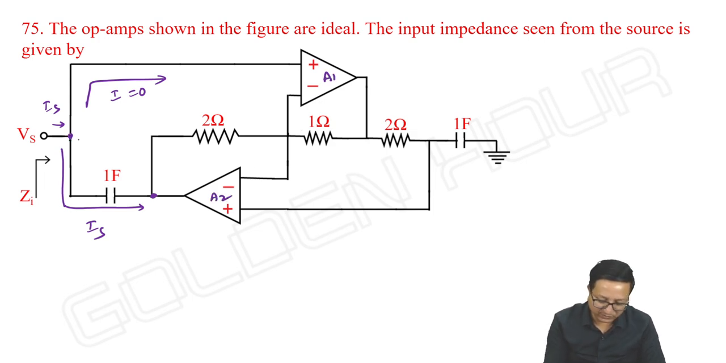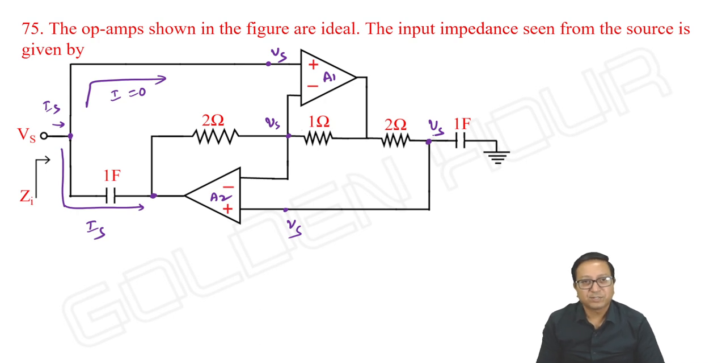So this voltage is Vs, means this is also Vs. Due to virtual short, this is also Vs. Due to virtual short, this is also Vs, means this is Vs. Done. First we applied virtual short and wherever Vs is going we have seen. Next, let me take this voltage as VO1, and the output of this op amp is VO2. Okay.